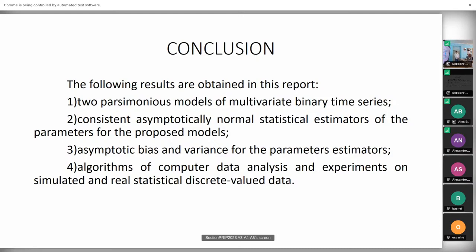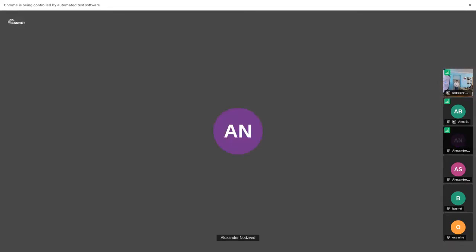Yes, maybe I skipped it. We took data of two years of currencies. We took 80% of the data and trained the model, estimated parameters, and made a forecast with these parameters, and we estimated the correctness of the forecast. We estimate the number of right forecasts divided by all.